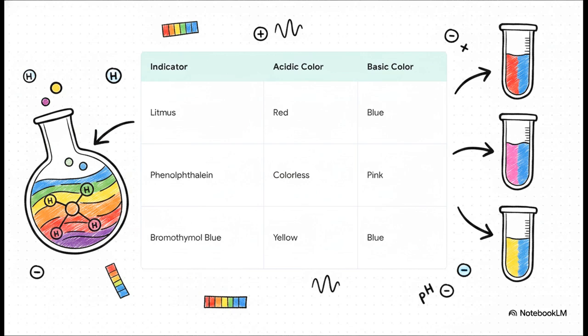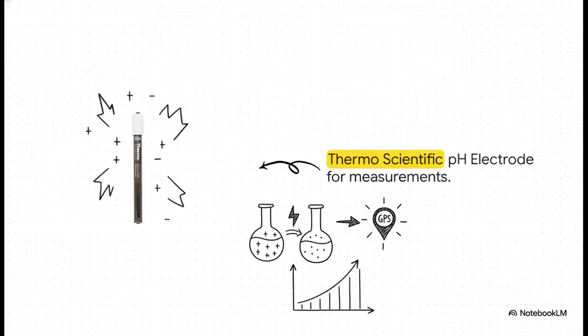Litmus goes from red to blue, phenolphthalein flashes from totally colorless to a brilliant pink, and bromothymol blue shifts from yellow to blue. Each indicator basically operates in its own specific pH window, telling us exactly which part of the map we're on. But when we need exact precision, we turn to high-tech tools like this pH electrode.